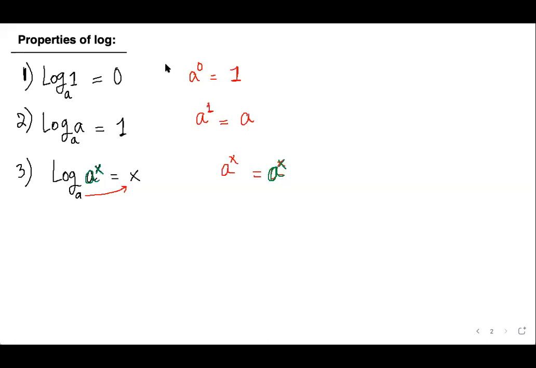Or if you want to explain this in a different way, the logarithm of a to the power x with base a, we can take the x from inside to the front of the logarithm: x times the logarithm of a to the power 1. And by using the second property, the logarithm of a to the base a equals 1. So it is 1 times x, and x times 1 is always equal to x. So the answer is x.